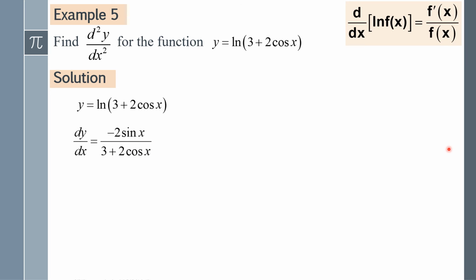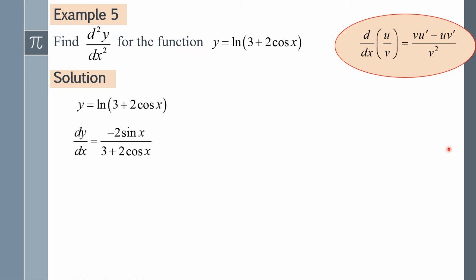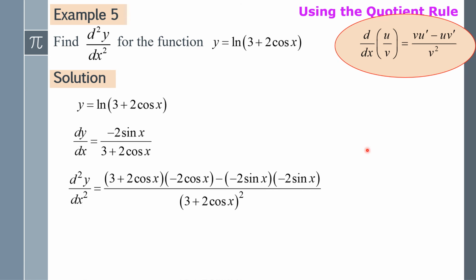Next, we have to differentiate dy/dx by using the quotient rule formula. We put the bottom as (3 + 2 cos x) squared. Then 3 plus 2 cos x, differentiate negative 2 sin x, we get negative 2 cos x. This one is compulsory minus. After that, taking negative 2 sin x and differentiating v, which is 3 plus 2 cos x, we get negative 2 sin x.